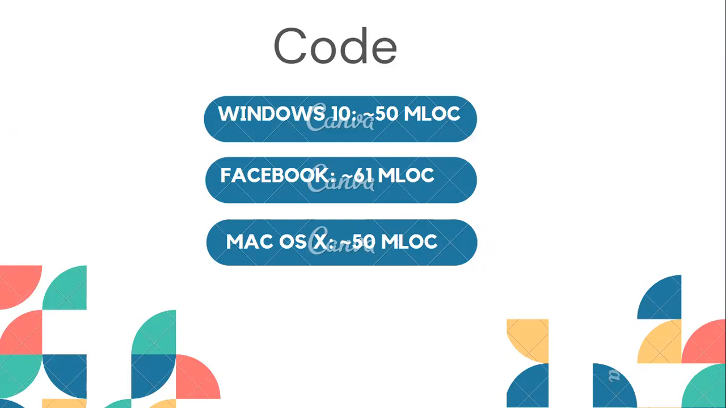Windows 10 has 50 million lines of code. Facebook has 61 million lines of code. The Mac operating system has 90 million lines of code. Here is a little correction, approximately 90 million lines of code it has. And these are really huge software systems that cannot be thought of as a single line or single class at a time. Software engineers need to think about the design at different levels, from one line of code up to the entire system.